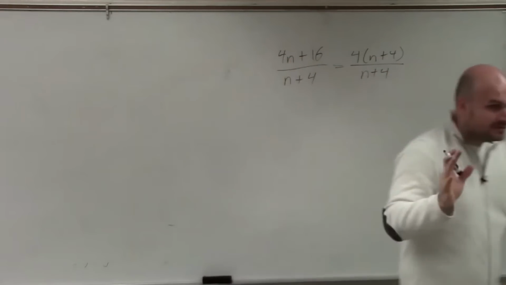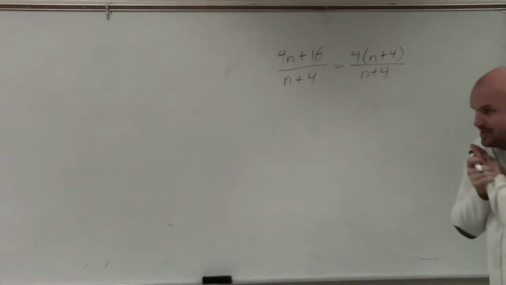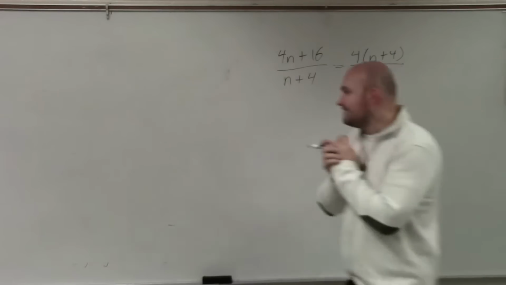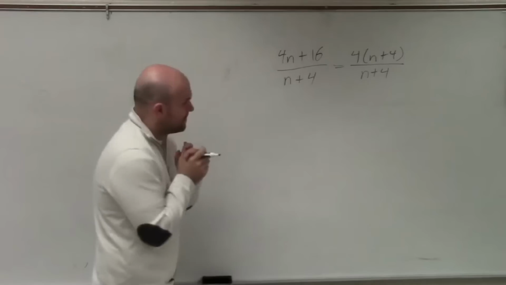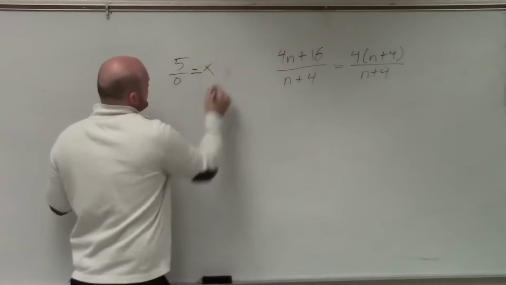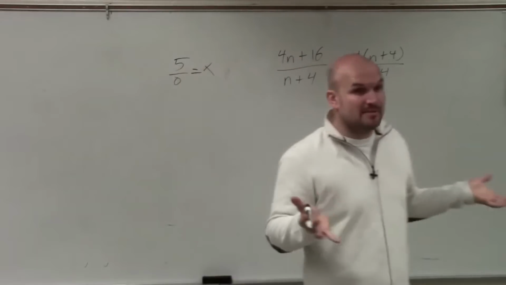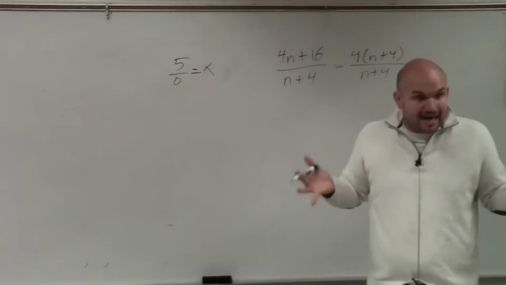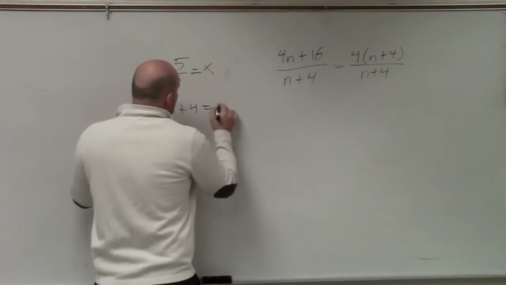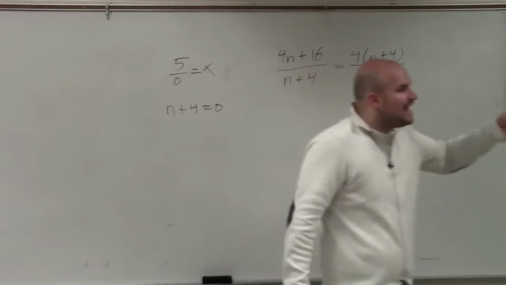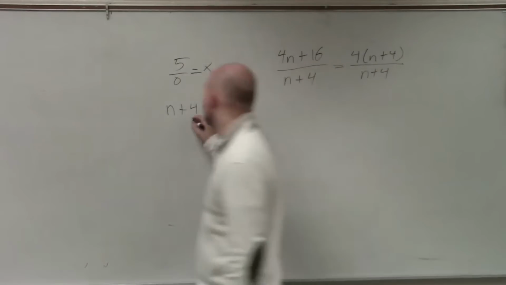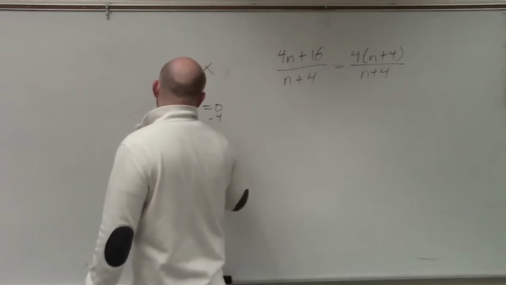Now, the next thing we need to talk about, though, is restrictions. So here's something I really, really want to make sure you understand. Remember how we talked about, guys, when we did this example, 5 divided by 0 equals x? We know that 0 cannot be in the denominator, right? Yes. We know we cannot have 0 in the denominator. So therefore, I take my denominator and I say n plus 4 equals 0. What value would make my denominator equal to 0? Negative 4. So n equals negative 4.